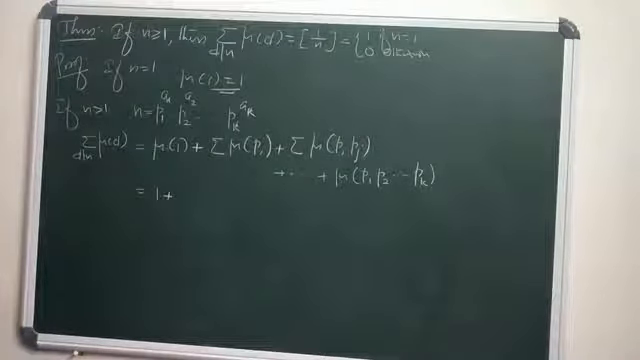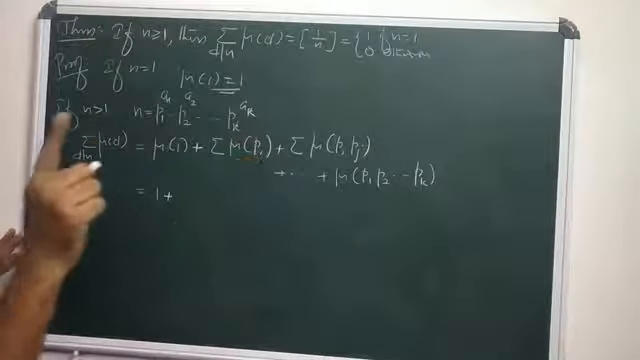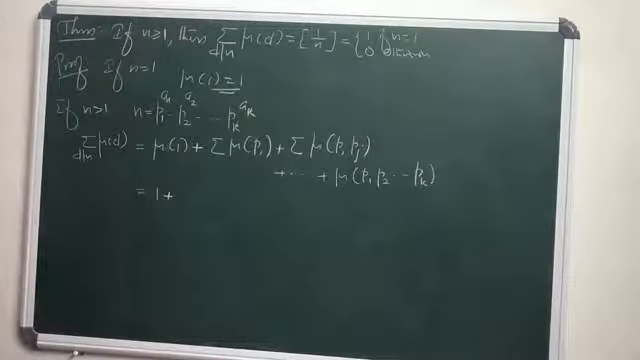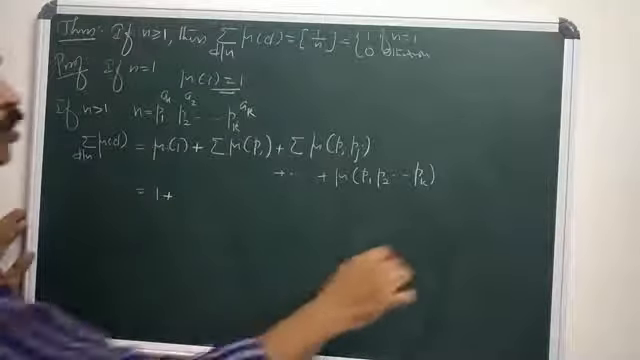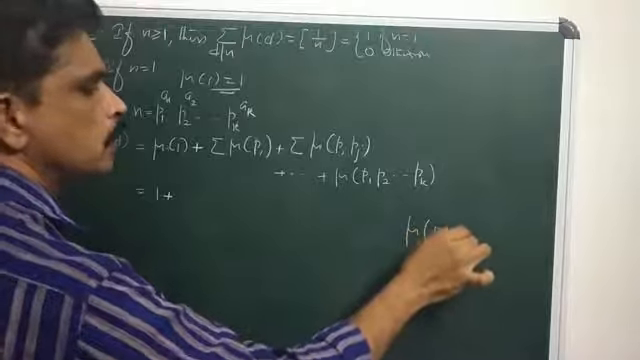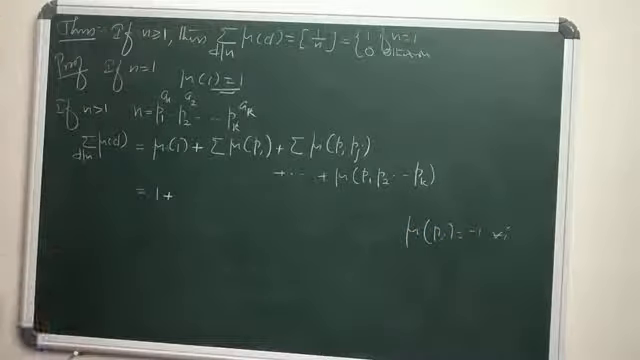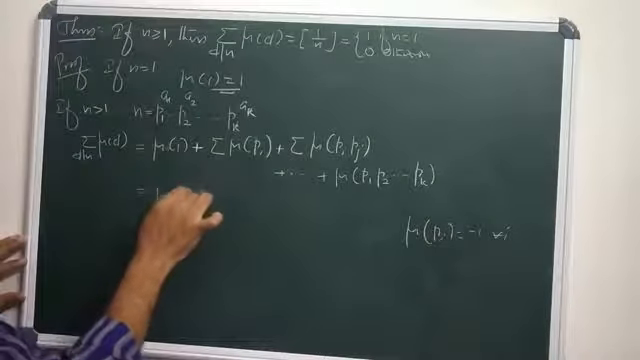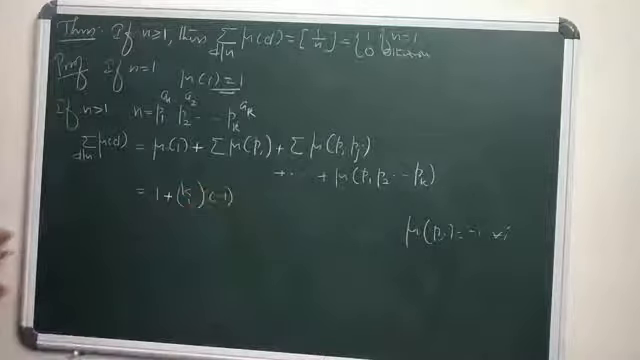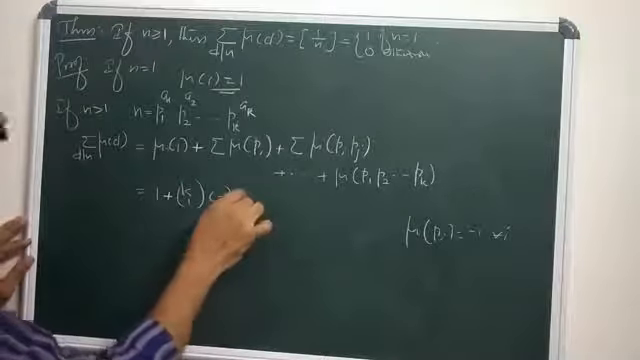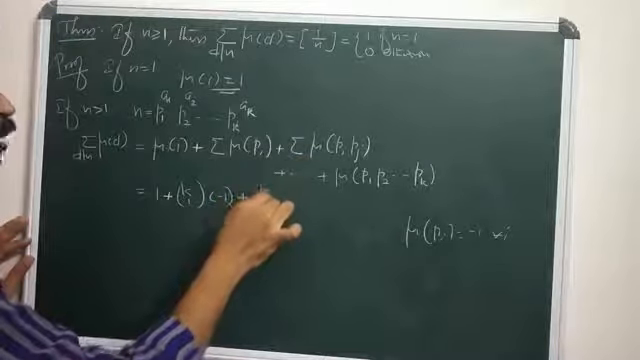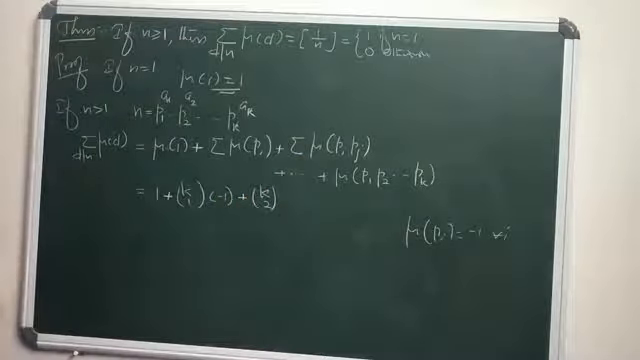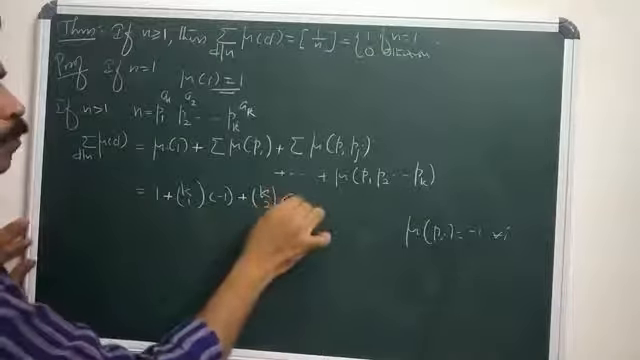What is sigma mu of pi? What is mu of any prime? Mu of any prime should be minus 1. So mu of pi equals minus 1 for all i. How many terms are there? There are k terms. So it is 1 plus kC1 into minus 1, plus, how many terms taken two at a time? That is kC2 into minus 1 whole square.